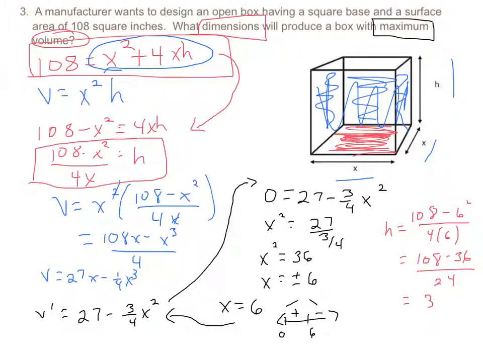So we can't just leave it at that. We need to actually go ahead and write out a sentence. And again, I'm sorry I have such a small screen that I'm out of room, but you would say the dimensions that would produce a box with maximum volume would be 6 by 6 by 3. And that's your solution. Okay, next problem.